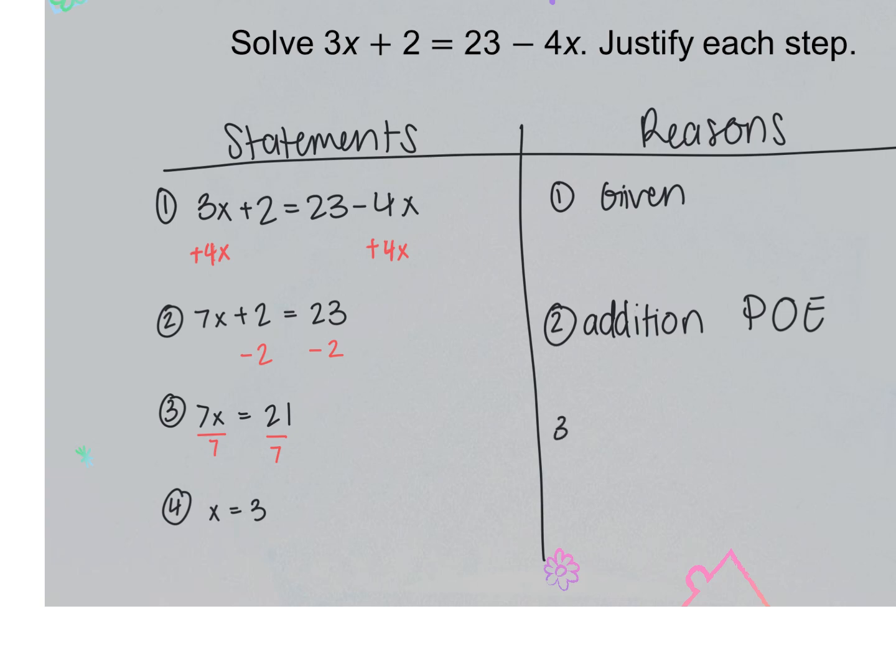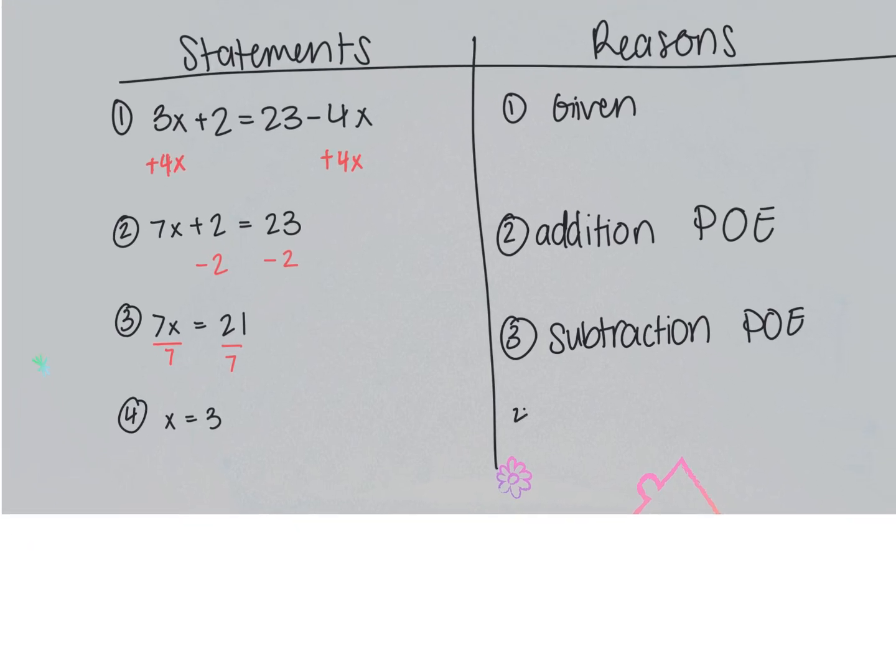How am I getting from step 2 to 3? Good. Subtraction property of equality. I'm doing it to both sides of my equal sign. And how am I getting from 3 to 4? Gabriel? Division. Good. Division property. Again, for your homework, you have to show me the work on how you're getting there. So yes, please write it out.